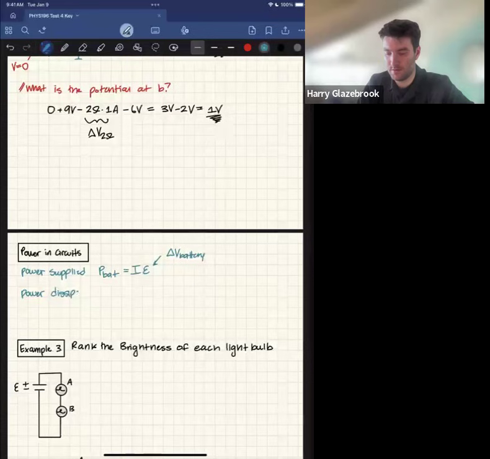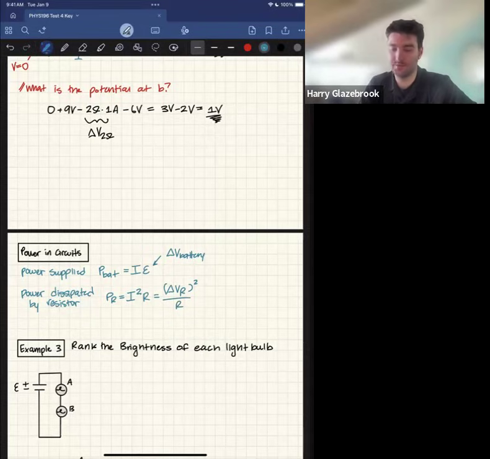dissipated by a resistor. A resistor basically resists the flow of electrons, so you're going to get some heat. That heat dissipates the power supplied by the battery, and the amount that it does is going to be equal to, I like this way, the current squared through that resistor times the resistance. And if we use Ohm's law, we can change that to the potential difference across the resistor squared over R. So these are the equations that I like to use.